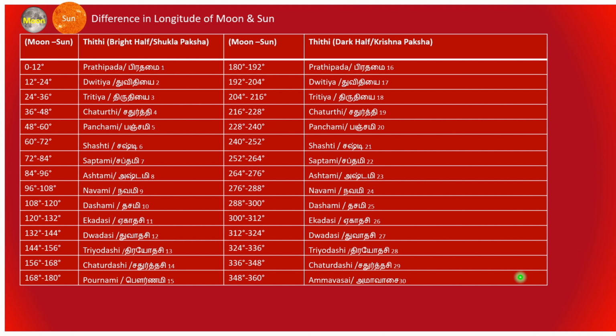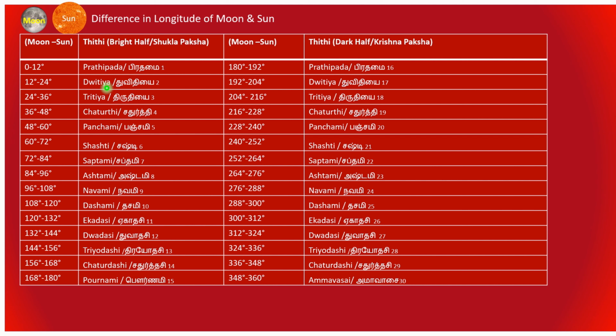Moving further, you have the difference in longitude of the moon and the sun. We covered till the Panchami. From 60 to 72 degrees difference between the moon and the sun, so you have the moon's longitude minus the sun's longitude, you form Shashti, and then you have Saptami, you have Ashtami from 84 degrees to 96 degrees, and then you have Navami, Dashami, Yegadesi, Dwadesi, Trayodesi, Chaturdeshi, and you have Paurnami.